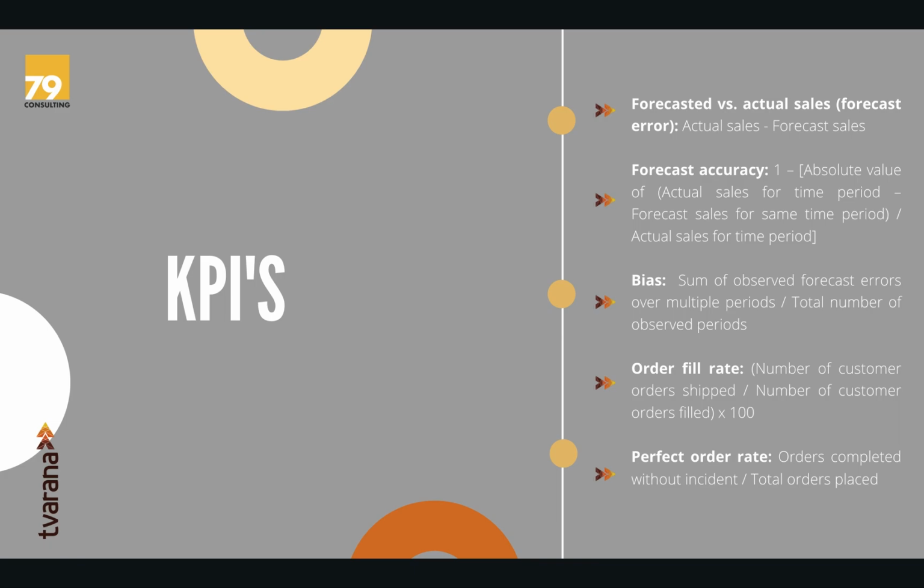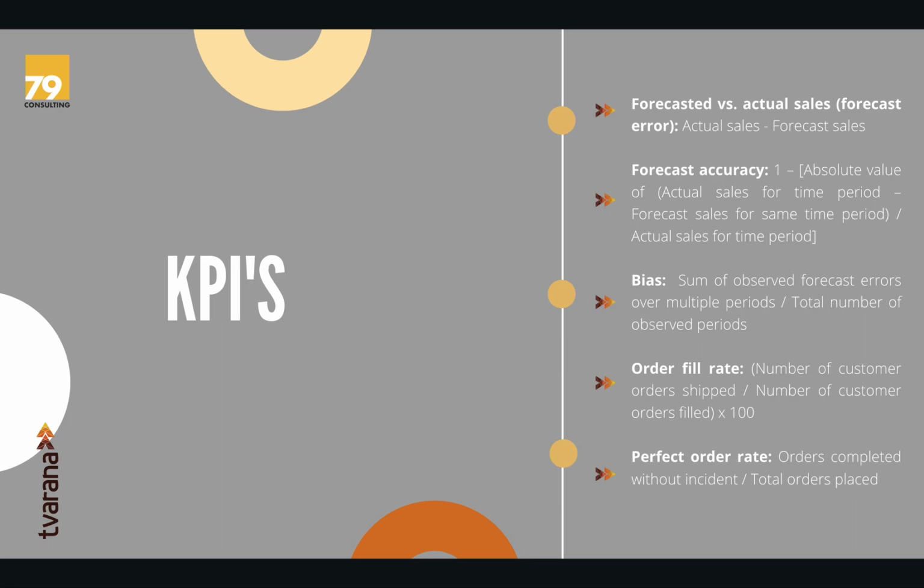And the next one is bias. And this is, according to me, very important to keep track of. Bias is also known as mean forecast error. It is the tendency for forecast errors to trend in one direction, consistently higher or lower than actual sales results. It's important to track bias, so if detected, it can be corrected before it skews the forecast for too long in one direction, which could cause excess inventory costs. And the formula is simple: the sum of observed forecast errors over multiple periods divided by the total number of observed periods.